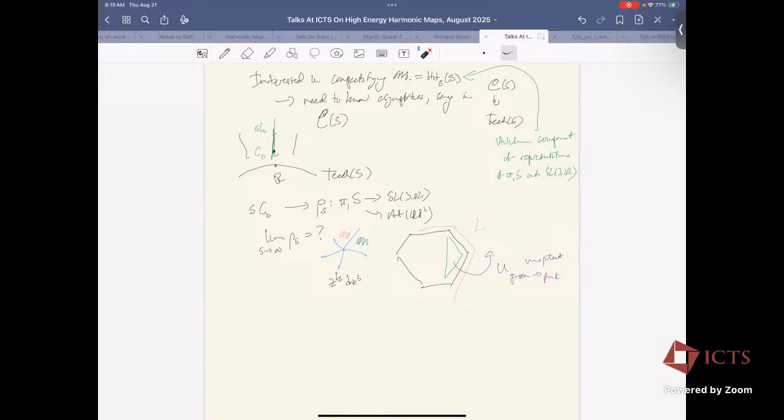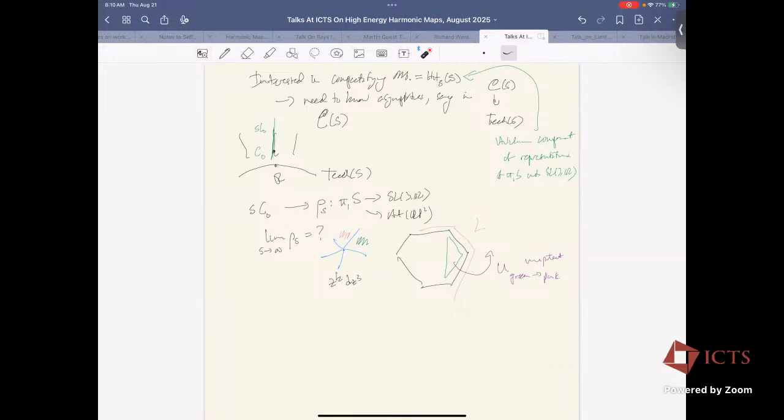Okay, I'm going to try to quickly do some foreshadowing. I had in the first lecture also talked about harmonic maps to H2. What happens in the analog for harmonic maps to H2? So let me pause here.